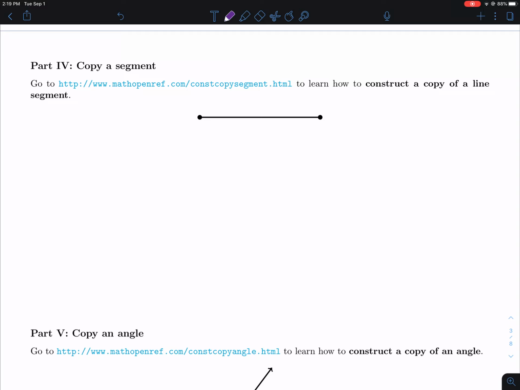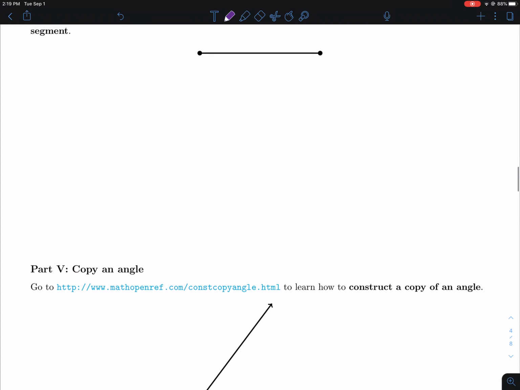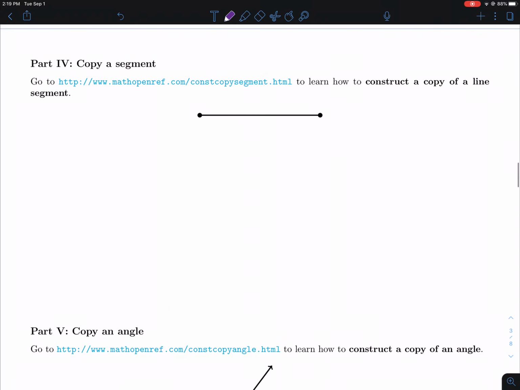So the goal is, I've got a link for each and every one of these, like copy a segment, copy an angle, just so you can watch how it's done. If you happen to have a compass, you'll probably be able to do this no problem. If you don't have a compass, it could be a little tricky, but I thought what I would do is show you how to use the program by copying a segment. And then maybe I might take a poll and find out how many people have a compass or how many people are willing.